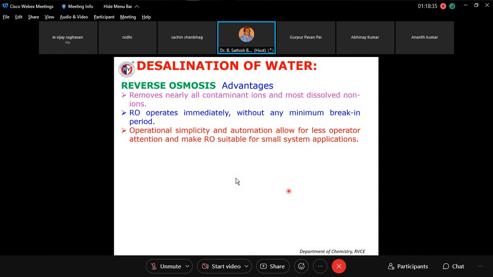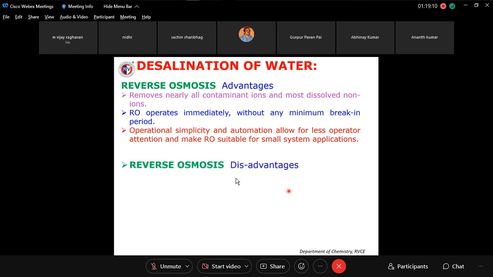And operational simplicity and automation allow for less operator attention and make ROs suitable for small system applications. Okay, so just to take the example of the water filter you are going to use in your kitchen, you will just switch it on, right? Except for this switching on, no operation is required there, right? So operational simplicity is very much important here.